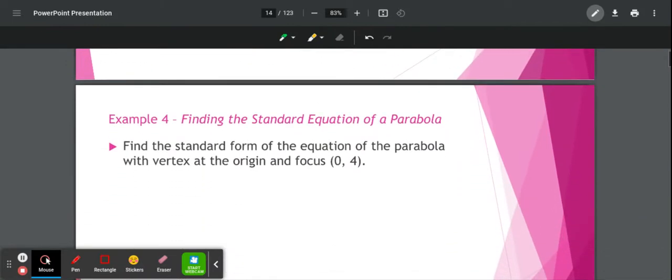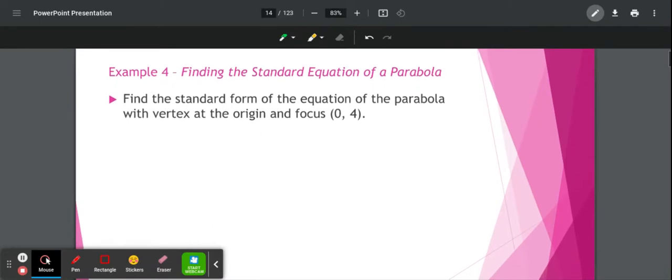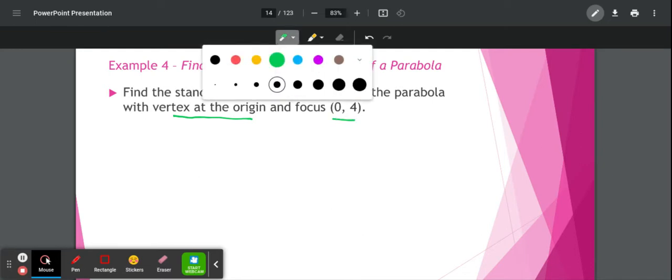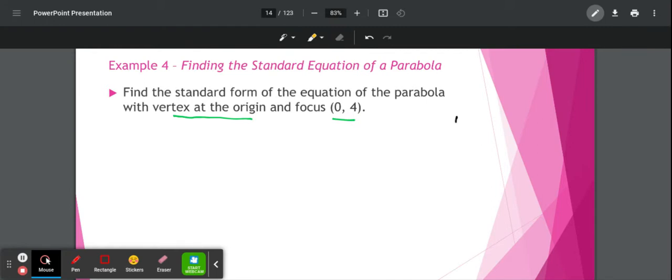For this example, we're just finding the standard equation of the parabola. It says find the standard form of the equation of a parabola with the vertex at the origin, and the focus at (0, 4). For me personally, with parabolas, I always think it's easiest to sketch a quick graph. The vertex is at (0, 0) and the focus is at (0, 4), and your parabola always has to open around your focus. The focus is always on the inside of the parabola. My sketch is not accurate, but I can see that I have a vertical parabola that opens up.